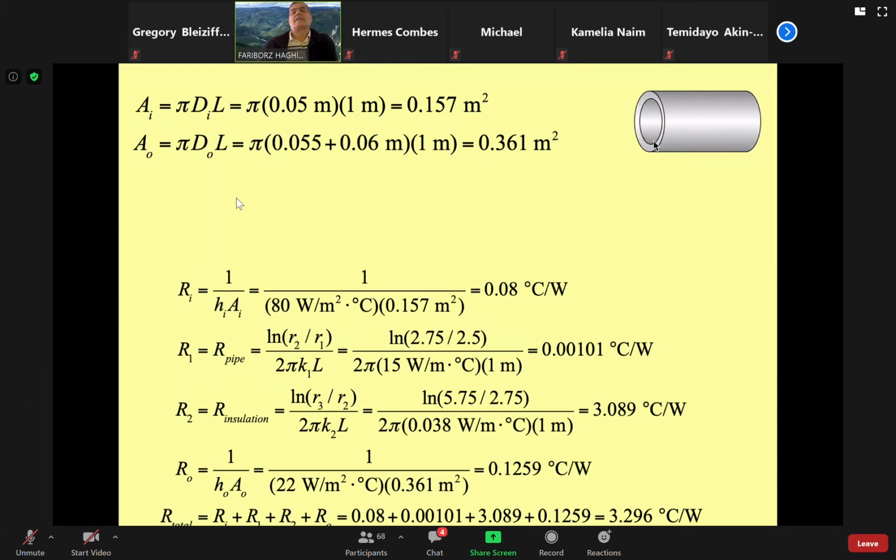And then the outside surface area deals with the thickness of the pipe plus the thickness of the insulation. You can see this is the radius, the diameter of the pipe exterior, and here is the thickness of the insulation. Therefore, this represents the insulation in contact with the outdoor environment. Again, this is D0, the radius of the pipe plus the thickness of insulation, okay?